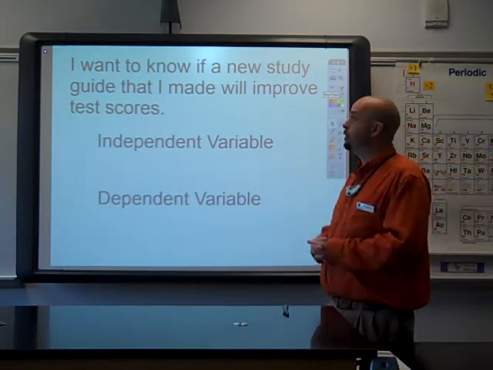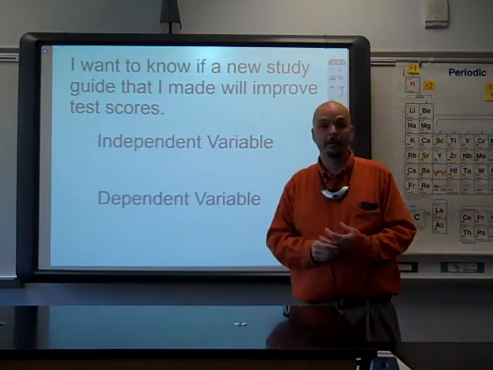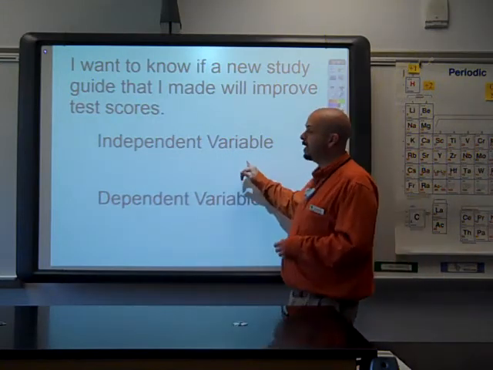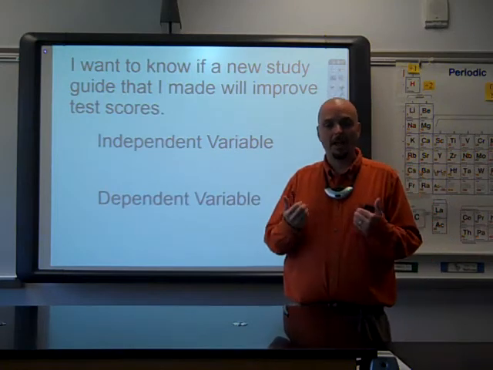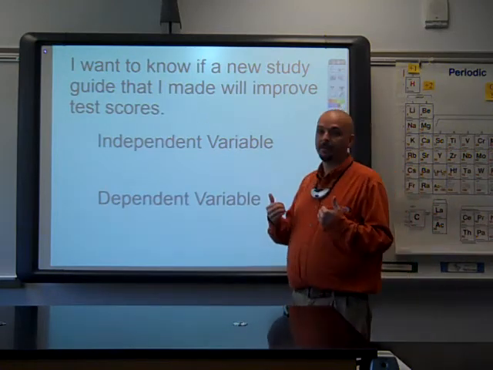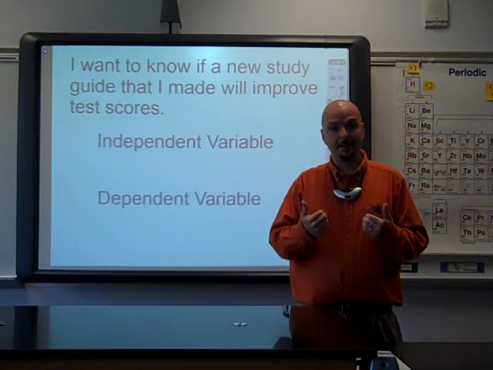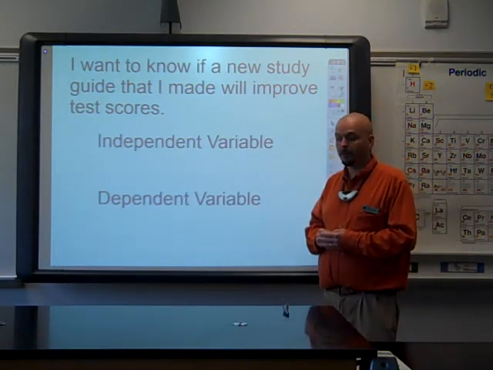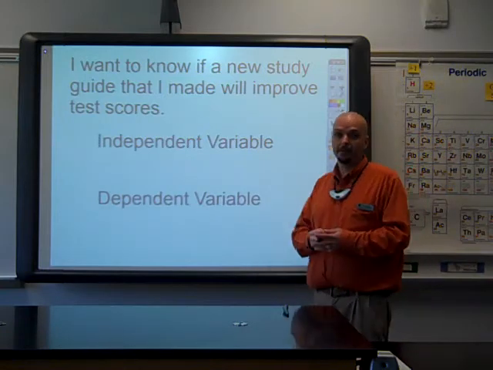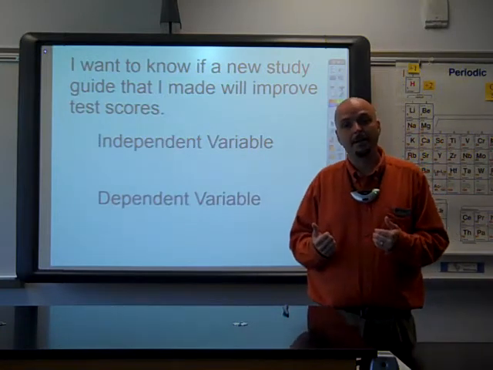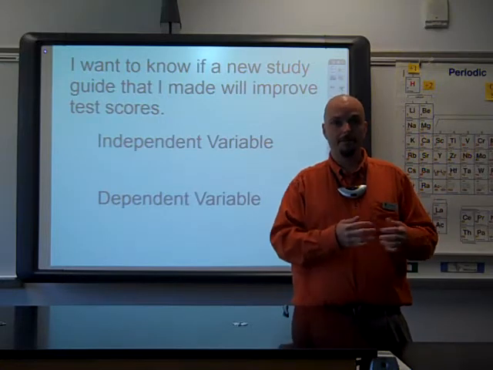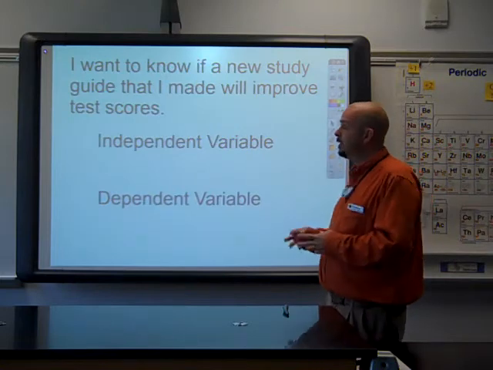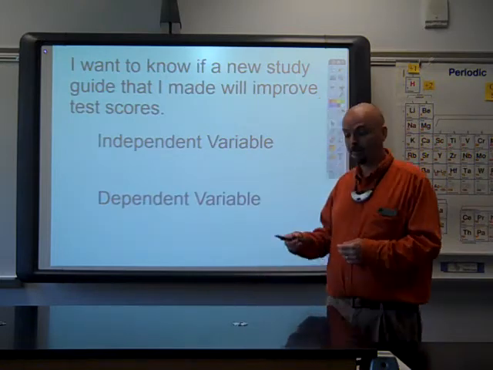Let's say I want to know if a new study guide that I made will improve test scores. I can design an experiment to test that. My independent variable in my experiment is what I want to test. I want to test the effects of my study guide. My study guide is what I can change from one student to the next. My study guide is the independent variable. The dependent variable is what I expect the study guide to affect. I expect the study guide to affect test scores. So test scores would be my dependent variable.